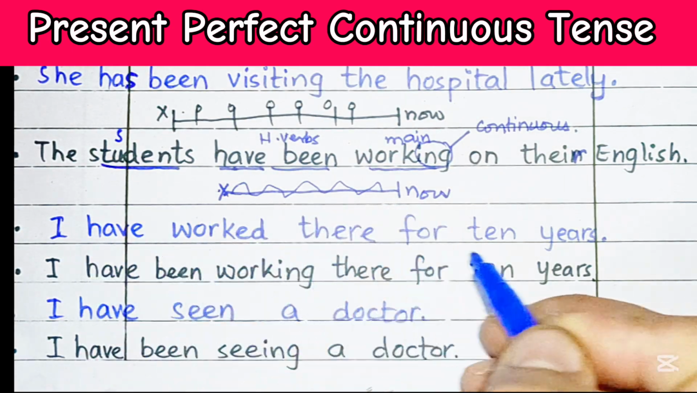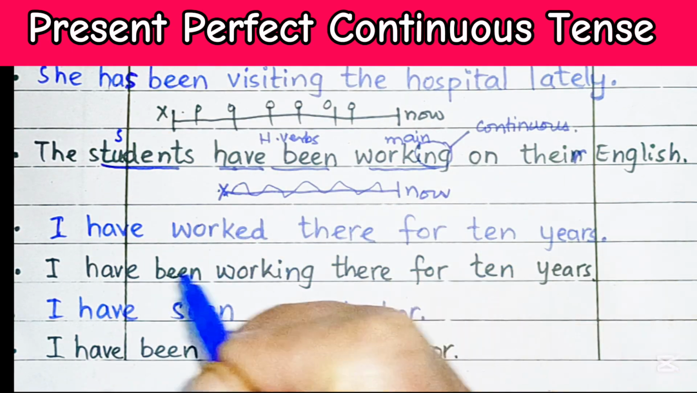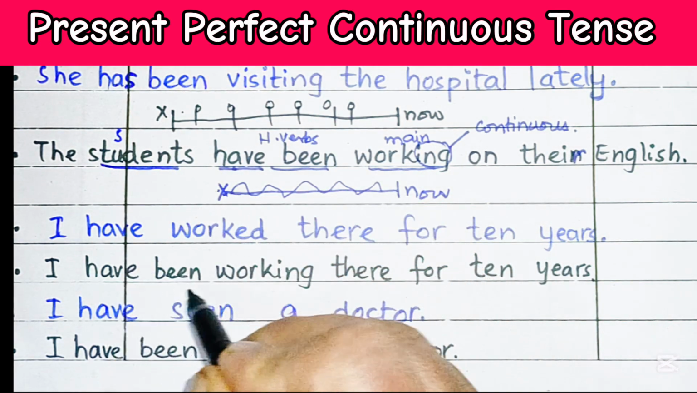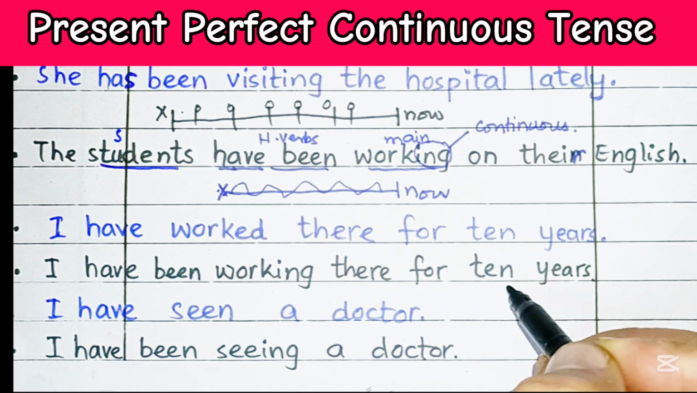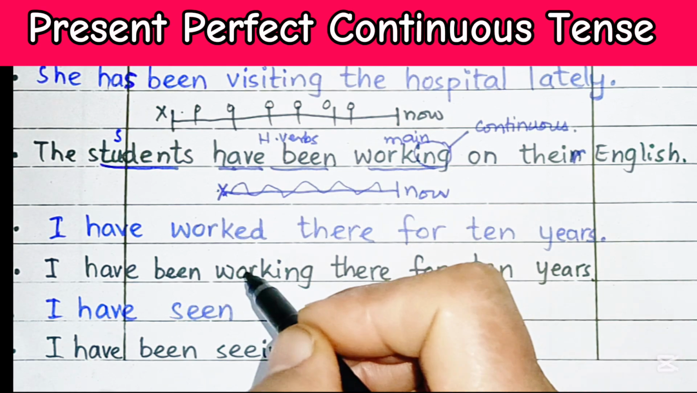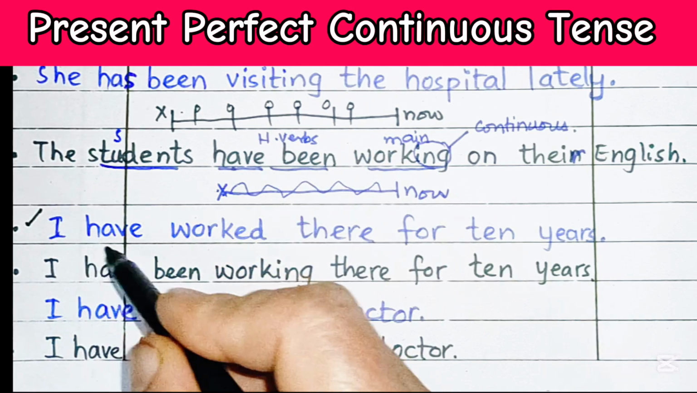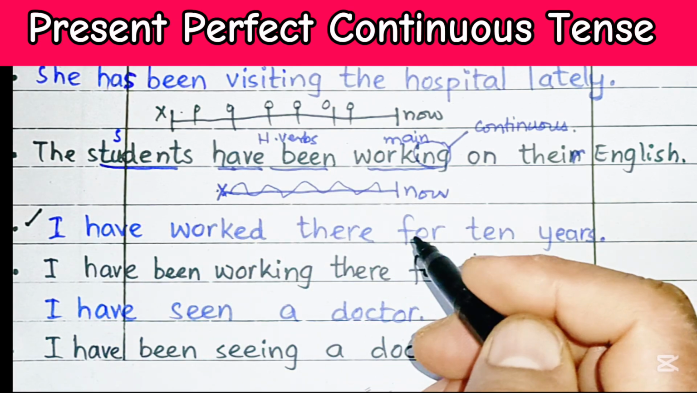I have worked there for 10 years. And I have been working there for 10 years. Here is the present perfect tense. We can see this one is present perfect tense. I have worked there for 10 years.